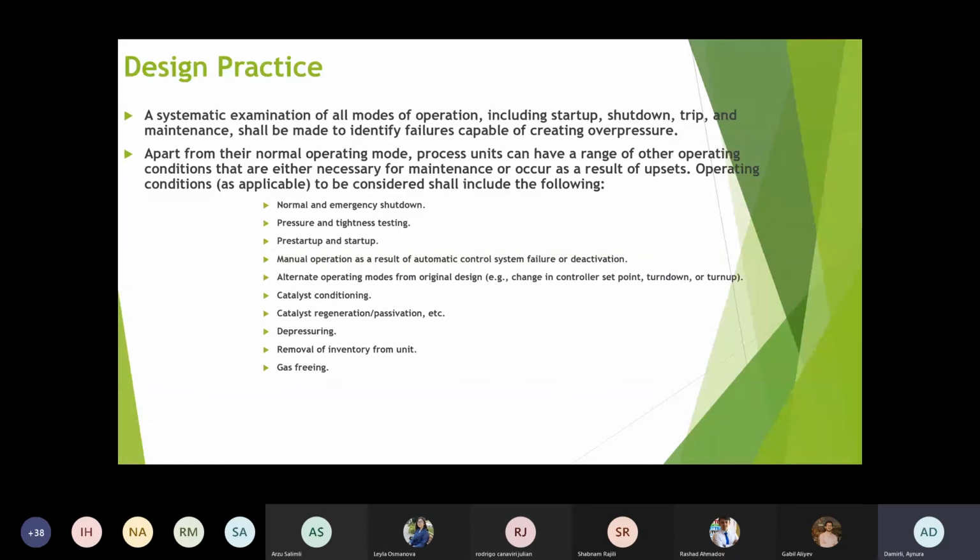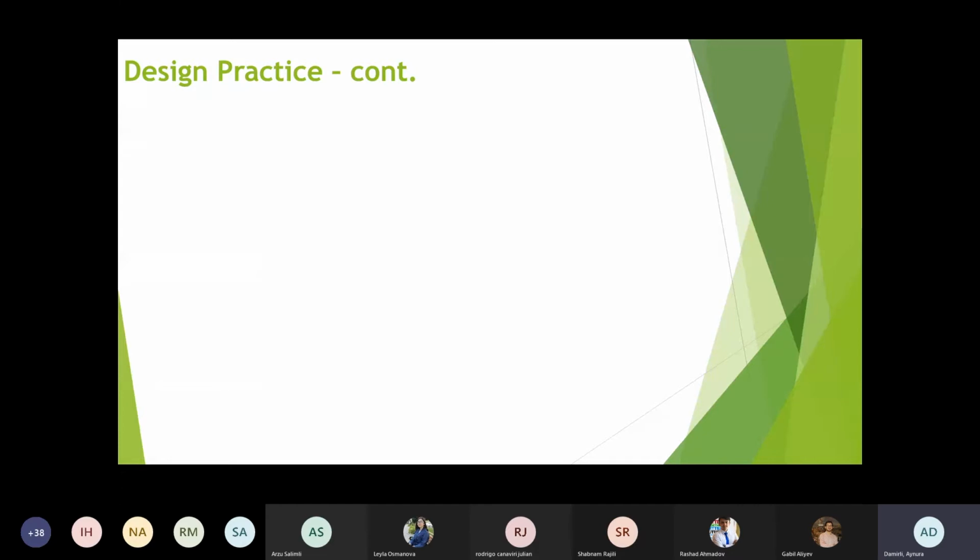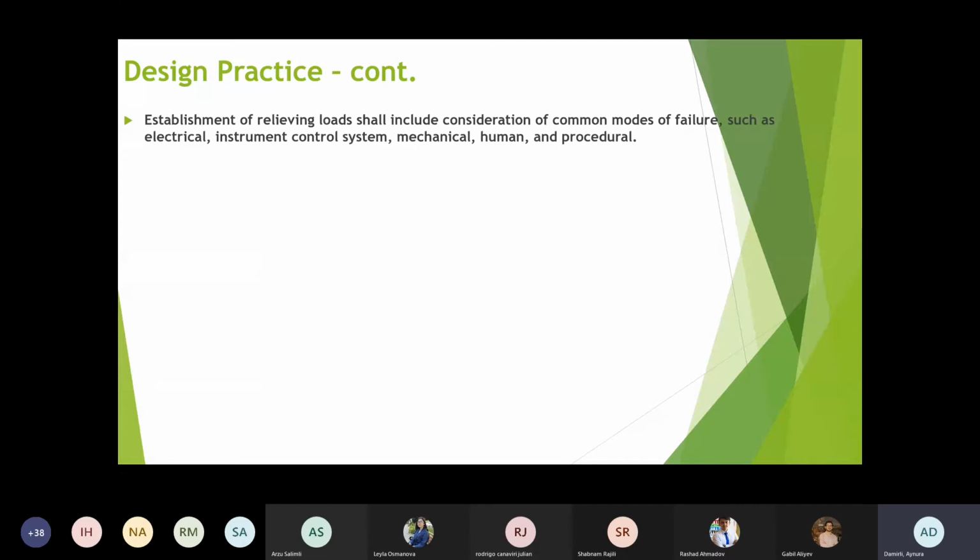The next one is establishment of relieving loads, which shall include consideration of common modes of failure, such as electrical, instrument control systems, mechanical, human, and procedural.